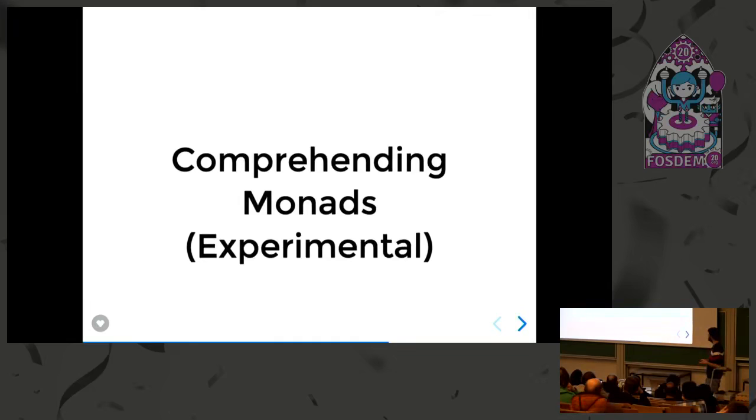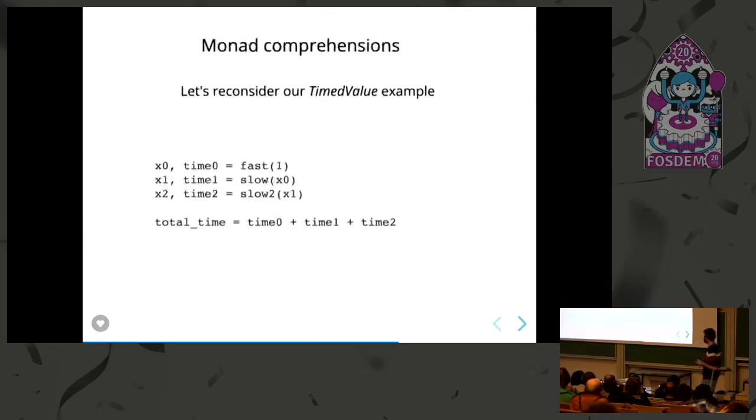So now I'm going to talk about the notion of monad comprehension, which is a bit experimental. What we are going to see here is not production ready. So let's reconsider our time value example. Everything went well because we had a linear pipeline. By that I mean at every step of the computation, we only needed the result of the previous step. But it's not always the case.